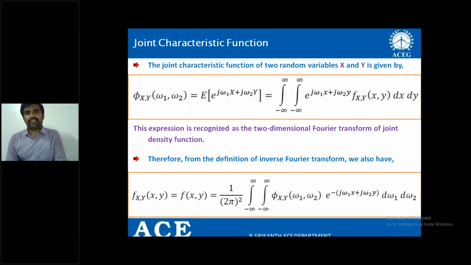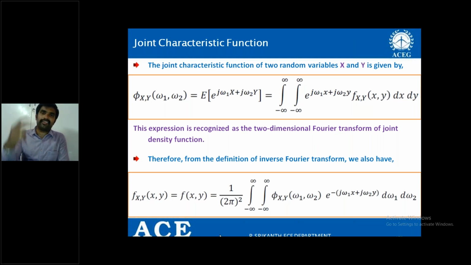That is, f of x comma y, or f xy of x comma y, equal to 1 by (2 pi) whole square, integral minus infinity to plus infinity, double integral minus infinity to plus infinity, characteristic function phi xy of omega 1 comma omega 2 into e power minus j (omega 1 x plus omega 2 y) d omega 1 d omega 2, right? So that is the way to derive the joint density function using the joint characteristic function. If you are aware of the joint characteristic function, you can derive the joint density function, right?